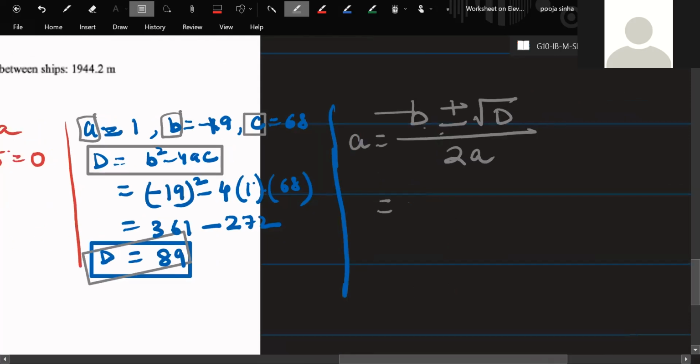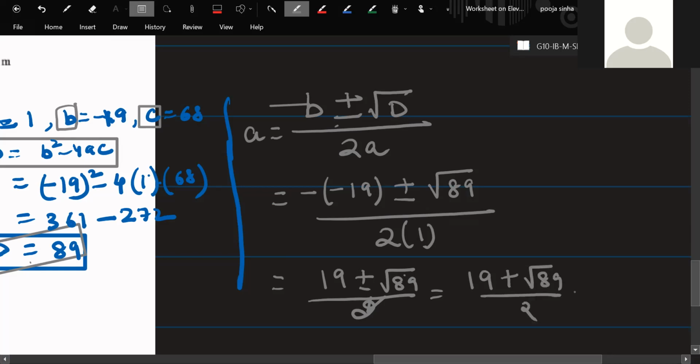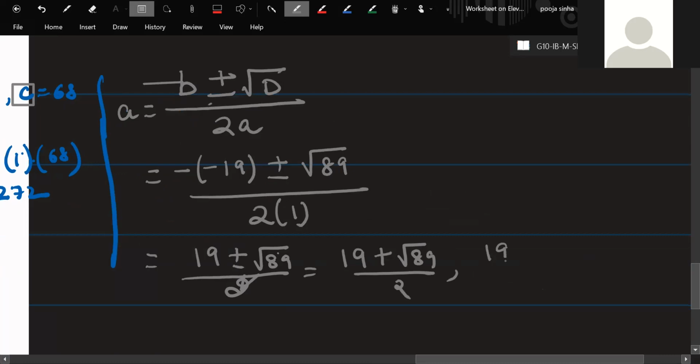Here, what is B? B was minus 19. So you'll put minus of minus 19 plus minus D, which we figured out as 89, so under root of 89, upon 2A, and A is 1. So it becomes 19 plus minus under root 89 upon 2. Now we have to figure out the answer. We have to put it in the calculator. 19 plus under root 89 upon 2, and the other one will be 19 minus under root of 89 upon 2.